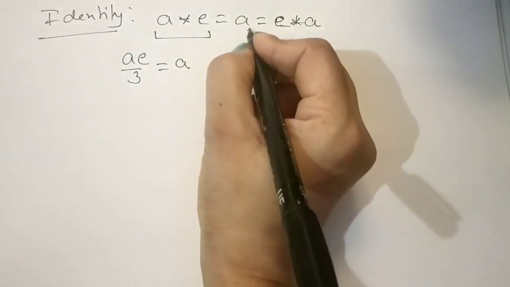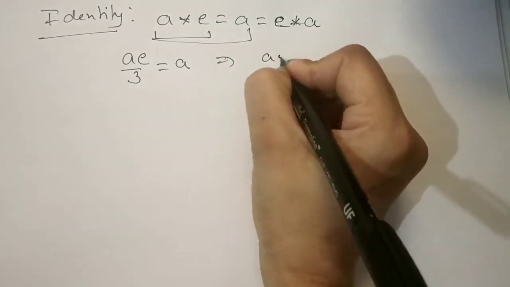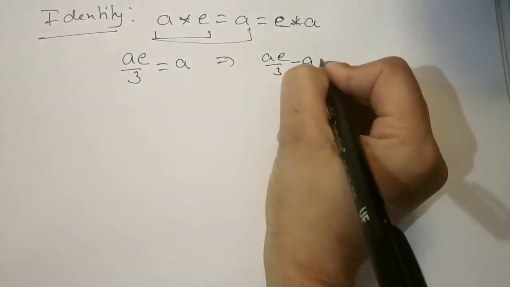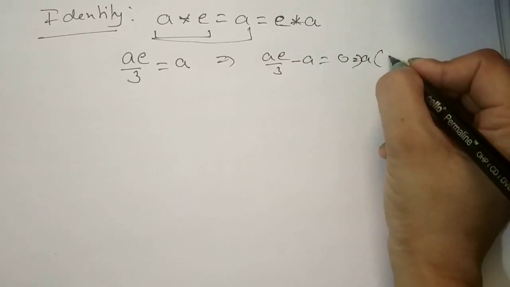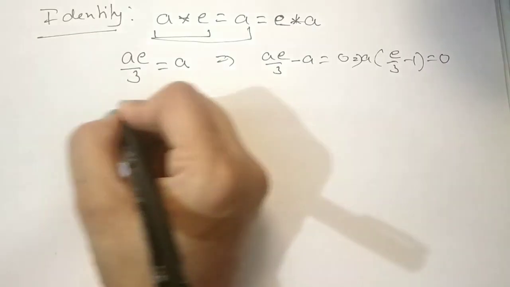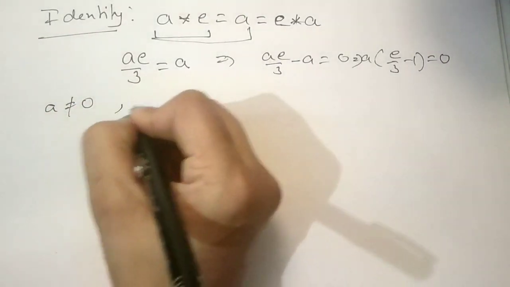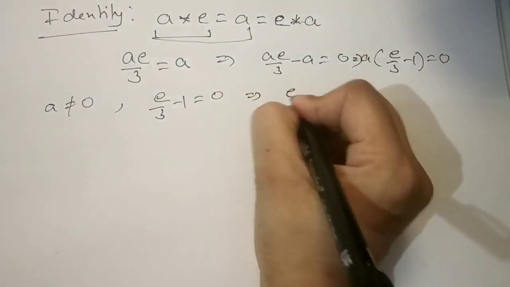First of all, we are taking only these 2 equations, which will give us this. A is common, so it will be A times (E upon 3 minus 1) is equal to 0. A is not equal to 0, that means E upon 3 minus 1 is equal to 0, means E is equal to 3.